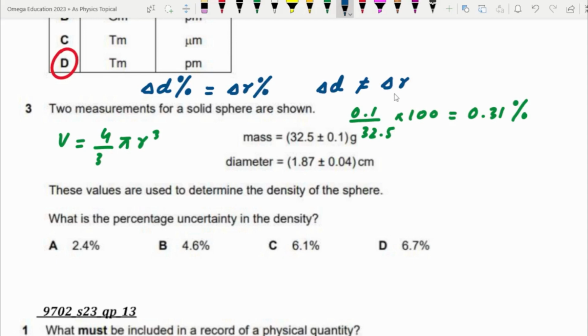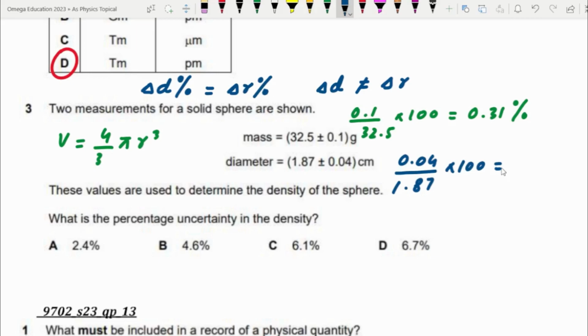uncertainties are equal. So if you don't believe this, convert the diameter into radius, divide this by 2, then you have to divide the uncertainty by 2 as well, then find the percentage uncertainty of radius. Or find the percentage uncertainty of diameter directly, which I'm going to do over here. 0.04 divided by 1.87 times 100. You'll be getting the same answer either way.